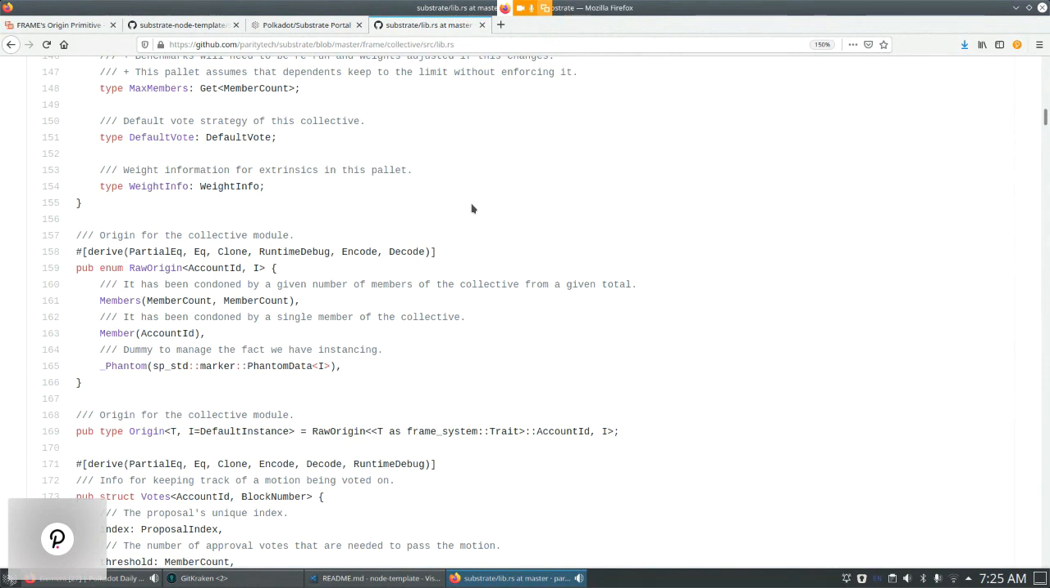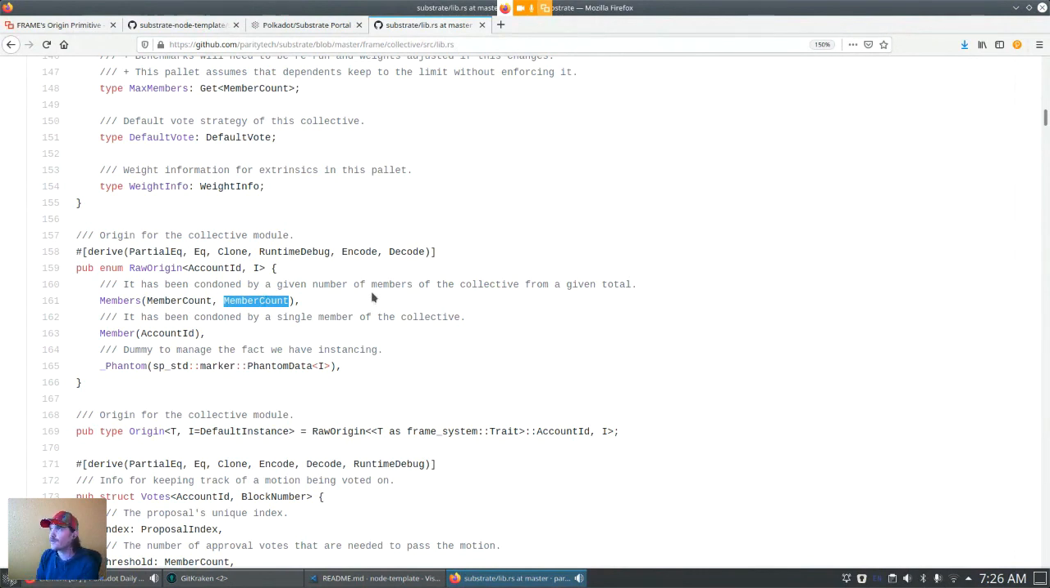They're loud, like me. So the collective palette defines a custom origin that is a little bit more along the lines of the signed origin. It contains some extra data inside of it. Dumbo didn't contain any extra data. It was a pretty simple example. But for the collective palette, the members origin tells you how many members voted for a proposal and how many members voted against a proposal.